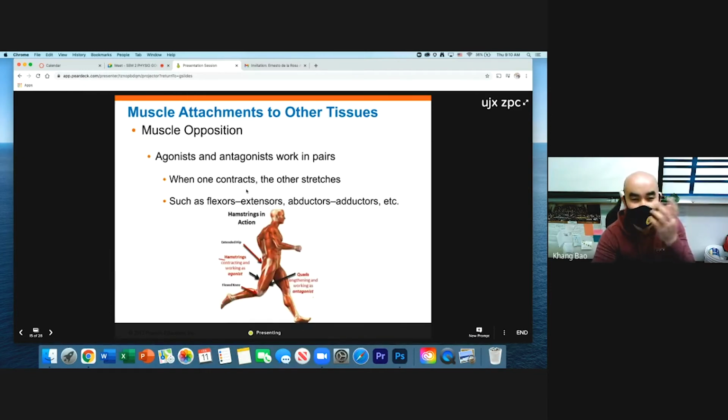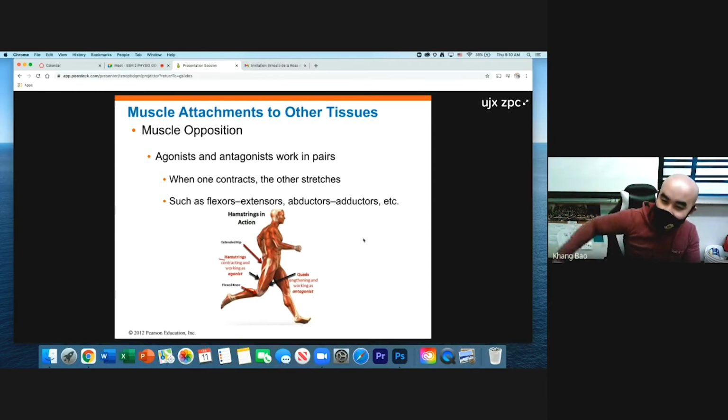Okay, muscle opposition, we said it right. Agonist and antagonist work in pairs. One contracts, the other one has to stretch, right? To create flexor, extensor, abductor, adductor, right? Different motions that we talk about. Flex, extend, abduct, adduct. Adduct is toward the body, right? Toward the middle. Add, like adding the angle toward the middle.